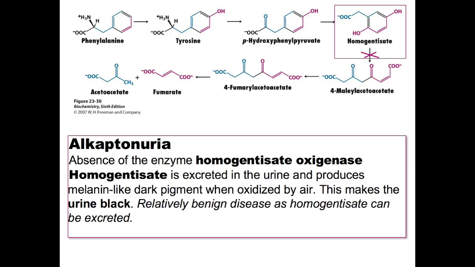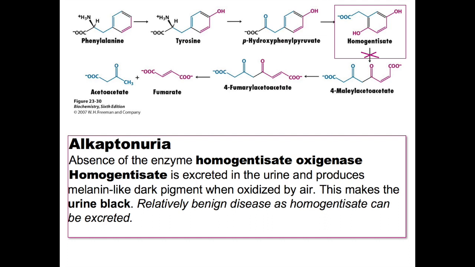Alkaptonuria is another problem associated with the breakdown of phenylalanine. In this case, it's an absence or a deficiency of the enzyme homogentisate dioxygenase. And because homogentisate cannot be turned into 4-maleylacetoacetate, it's excreted in the urine. Once the urine hits air, homogentisate can become oxidized, and this makes the urine black. This is also called black urine disease, but it's a relatively benign disease because homogentisate can be gotten rid of through the urine.